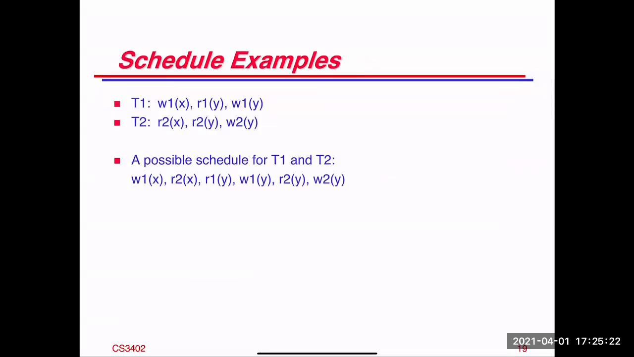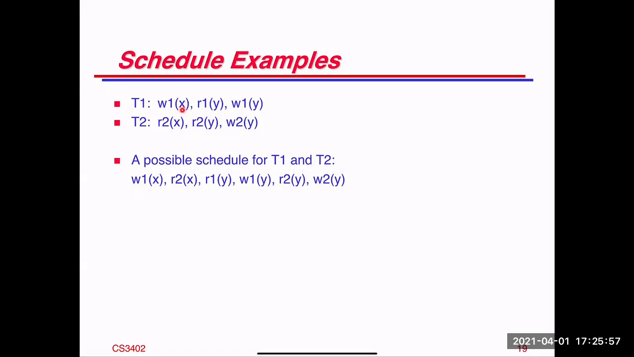Okay. So let's look at some shortcut notation that we can use here and some more examples for schedules. So let's say we have two transactions T1 and T2, and we use the notation W1X and R1Y to say that this is an operation of transaction 1, so that's why it's a 1 here, and it's a write operation to some item X, okay?